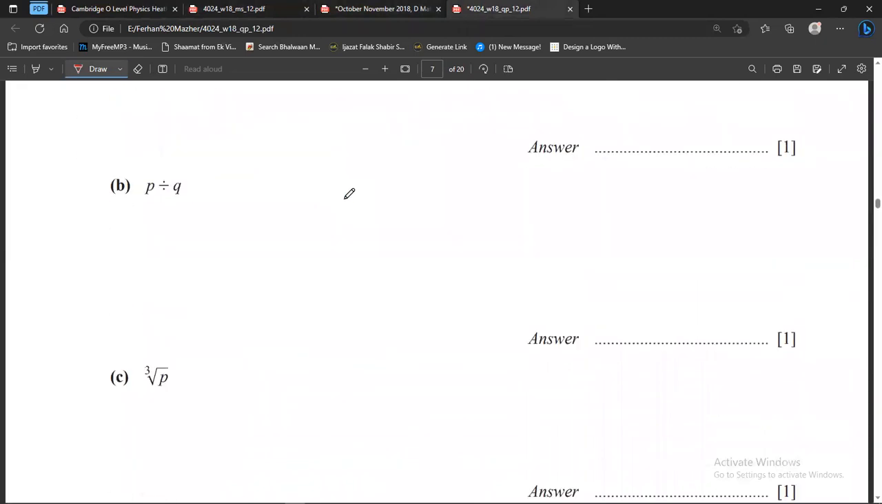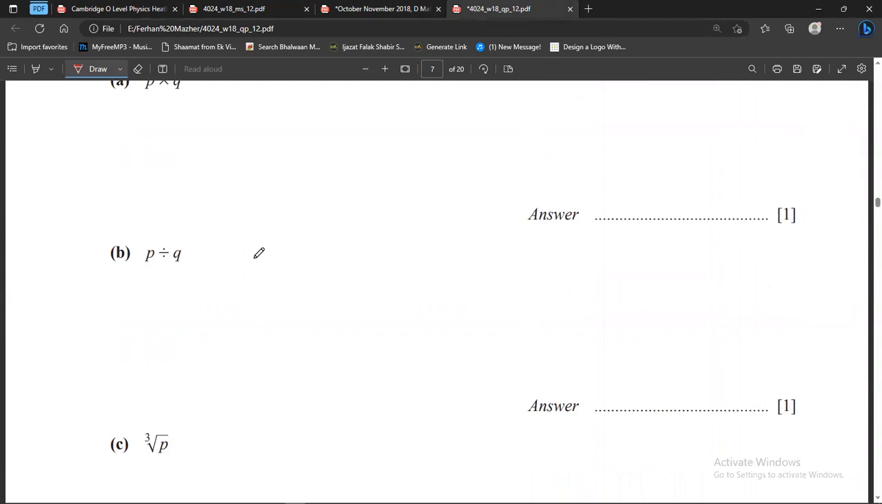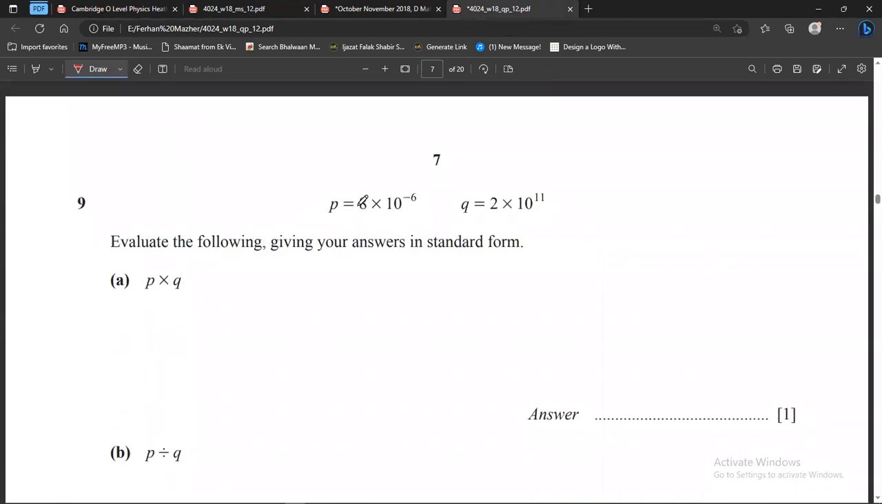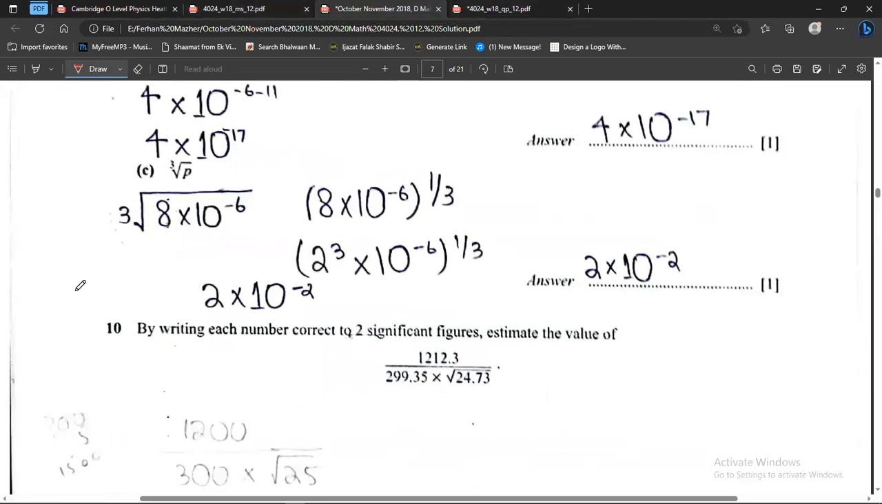Okay, so then we have the C part. It says the cube root of the P. We have to take the cube root of the P. Cube root means raised to power 1 by 3. So you have 8 times 10 to the power minus 6, whole thing raised to power 1 by 3. 8 is 2 raised to power 3, and this is into 10 raised to power minus 6, and the whole thing raised to power 1 by 3.